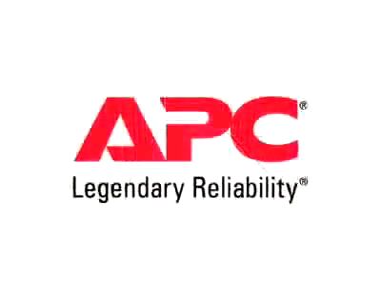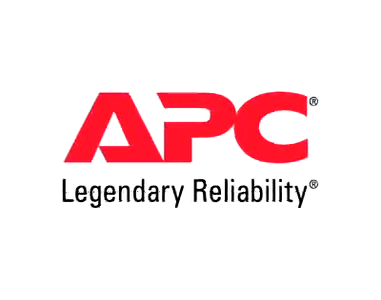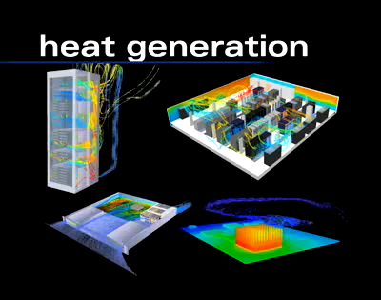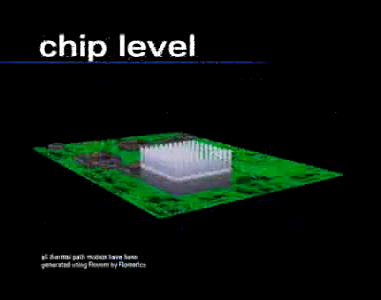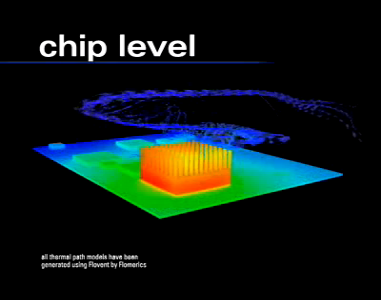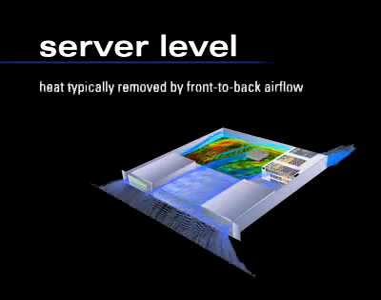Before we demonstrate how APC addresses your cooling challenges, let's look first at how heat is generated in an IT environment. Here are the heat and airflow paths at chip, server, rack, and room level. Microprocessors and other electronic equipment with heat sinks are designed to dissipate the heat generated at a specific point. This heat is removed from the chassis of servers and other equipment using airflow through the equipment. In most cases, the airflow is from front to back.